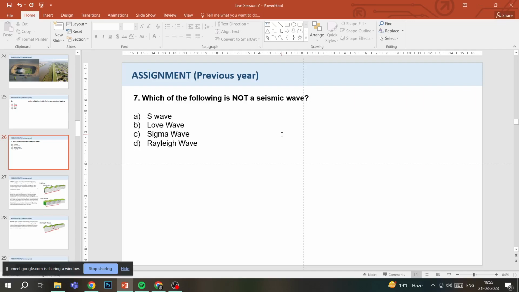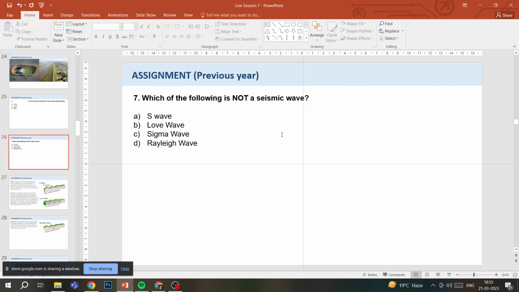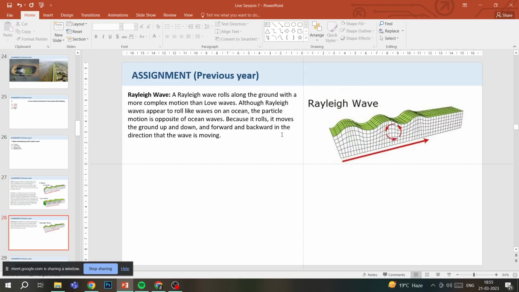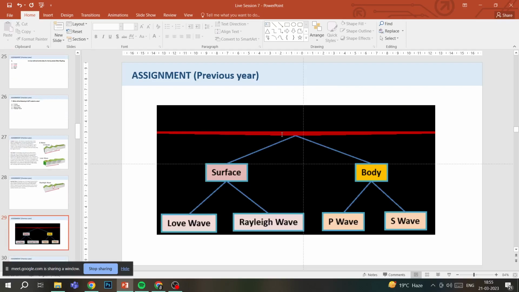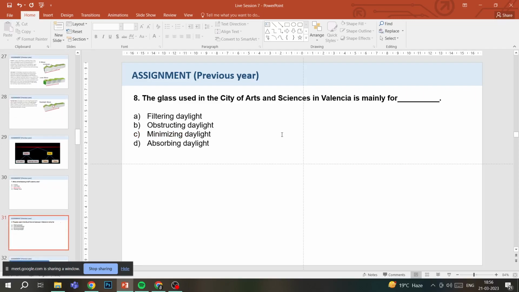And clearly our answer is C, sigma wave, because all other three are seismic waves. But sigma wave is a representation in mathematics or physics. It's not a seismic wave. So this is what I was talking about, the different kinds of waves. We have two kinds of waves: surface waves and body waves. Surface waves are Love wave and Rayleigh wave, and body waves are P wave and S wave. Which of the following is not a seismic wave? The answer is sigma wave.